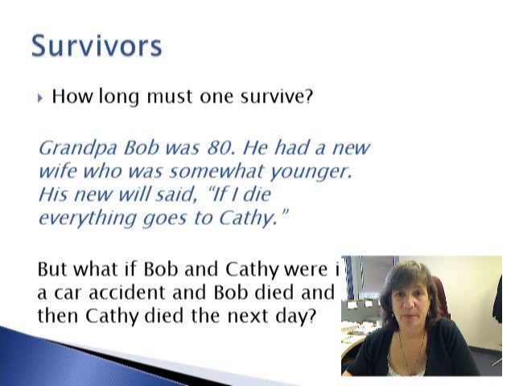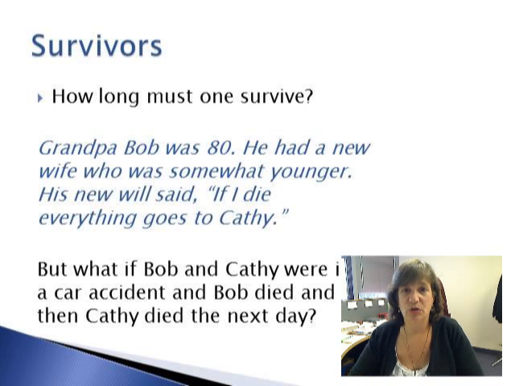We're going to talk about Grandpa Bob from time to time. I like to make an example of him because he made my life miserable. Love him to pieces. Grandpa Bob was about 80 and had a brand new wife who was somewhat younger. And so they executed new wills. And his will said, if I die, everything goes to Kathy. Kathy's will said, if I die, everything goes to Bob. Kathy didn't have anything, so big deal. But Bob said, if I die, everything goes to Kathy.